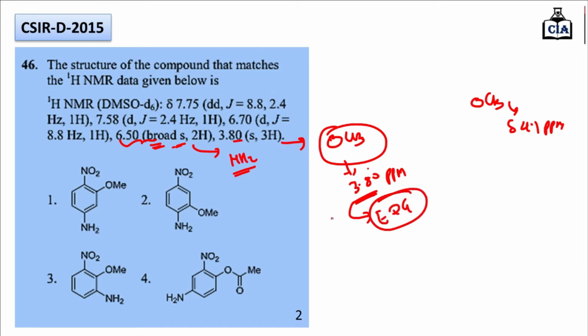If you look at all these structures, only option 2 has the OCH3 group with an electron donating group at the adjacent carbon atom. Due to this electron donation, the OCH3 group is highly shielded, so the OCH3 proton has a chemical shift value of 3.80 ppm. So the correct answer will be 2.